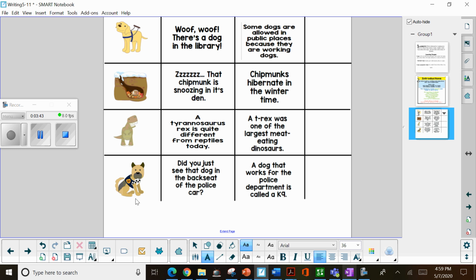Then the last we have is the canine dog. "Did you just see that dog in the back seat of the police car? Ooh, was the dog arrested? What's going on with that dog?" It makes me wonder. And then the second one was, "A dog that works for the police department is called a canine." So you know from that sentence that you're about to learn about those dogs in the back of police cars called canines. So I hope this helps you to write your introductions for your informational pieces of writing.